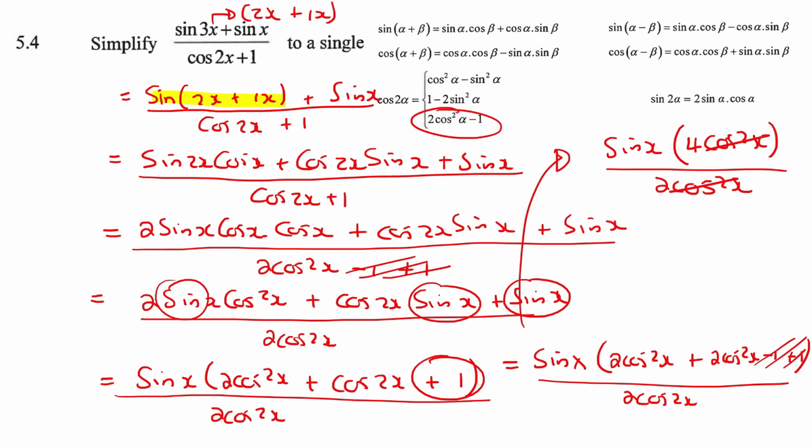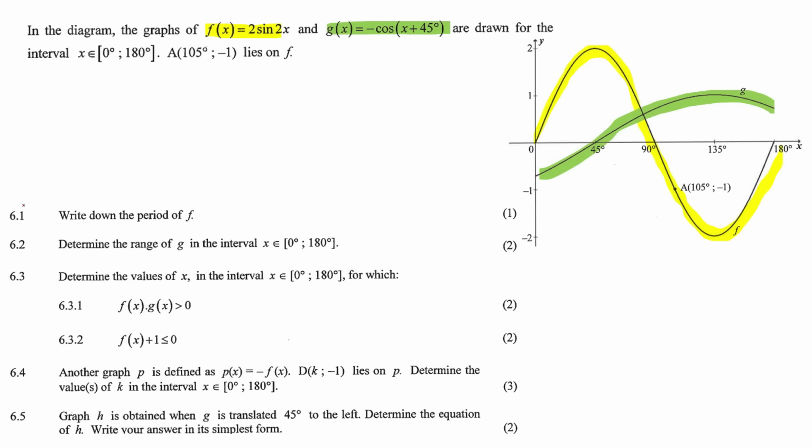In the diagram, the graphs of f(x) equals 2 sin 2x and g(x) are drawn over the interval 0 to 180 degrees, and then A is that. Alright, mate. So that's f, and then this is that one, and then here we've got this, and then that. First question, write down the period of f.